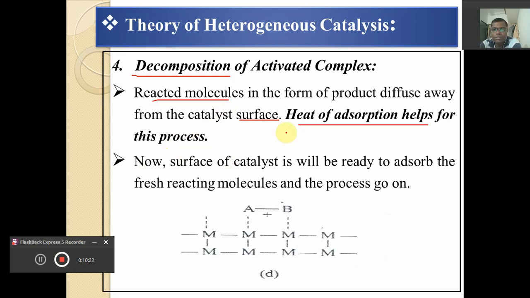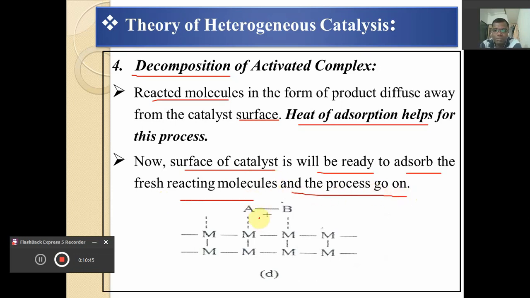So directly it is responsible to decrease the energy, and that leads to the formation of product through the decomposition of the activated complex or the activated species. And now the surface of the catalyst will be again ready to adsorb another fresh reactive molecule, and the process will be continued.